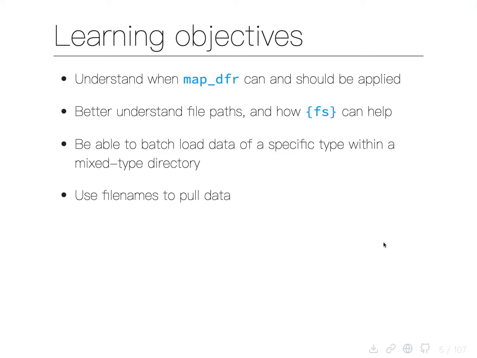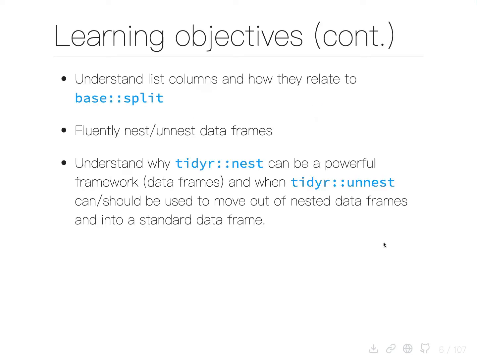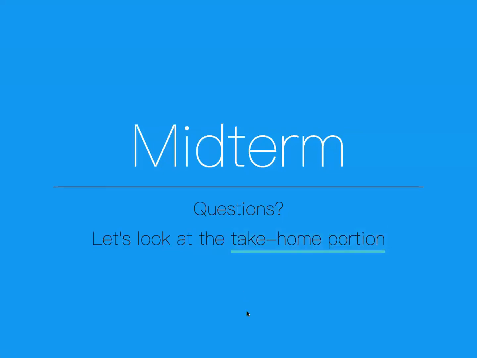So what we'll talk about is how you can read in all of those CSVs and then use those file names to actually pull more data and add it to your data set, okay? When we're talking about list columns, we'll contrast list columns with base split, what we've been using so far. And then by the end, hopefully you should feel pretty good about nesting and unnesting data frames and understand tidyr nest and unnest, which I kind of just showed a little bit, and why that's a really powerful framework. Okay. All right.